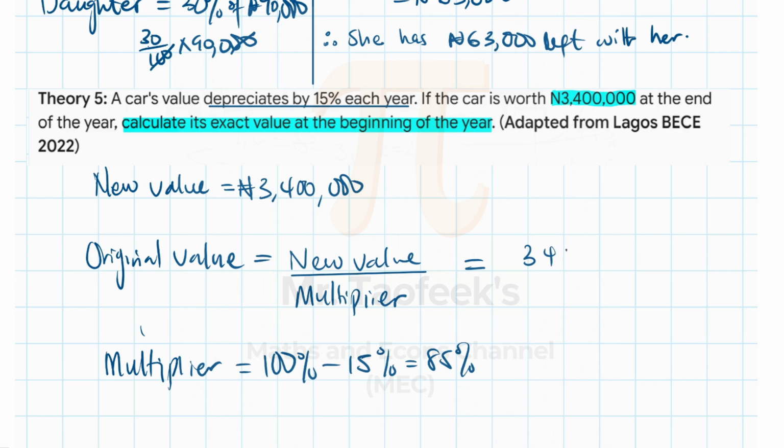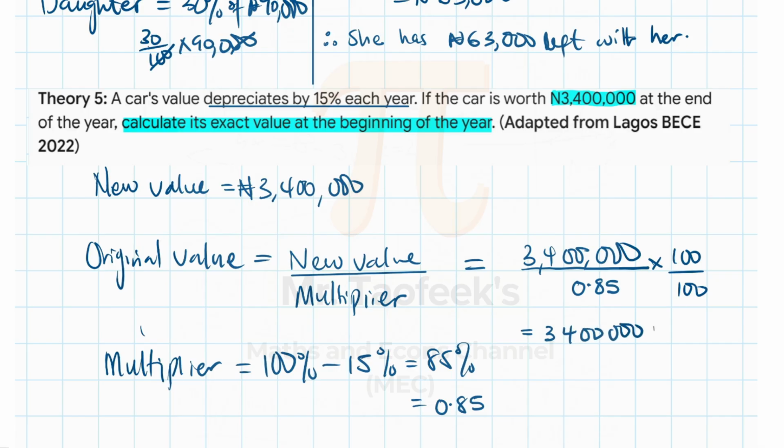which is 3,400,000, divided by the multiplier, which is 85%. 85% is the same thing as 0.85. So to get this calculation done, we can simply multiply numerator and denominator by 100. So multiply by 100. The reason is to get rid of the decimal in the denominator. So we have 3,400,000, and then another 2 zeros divided by 85.